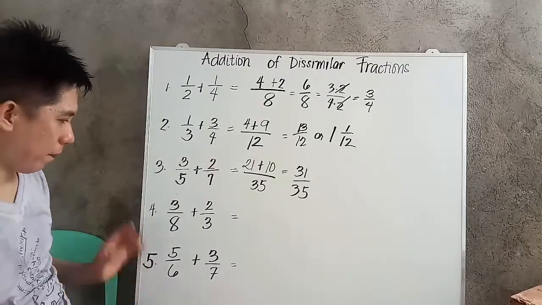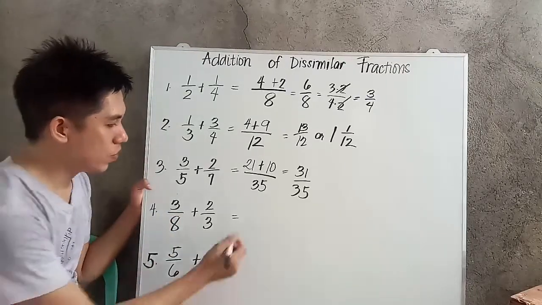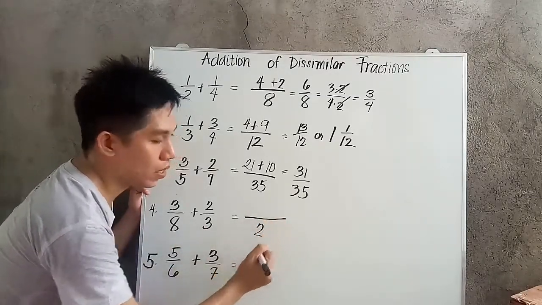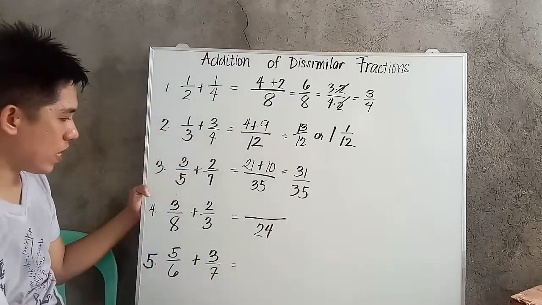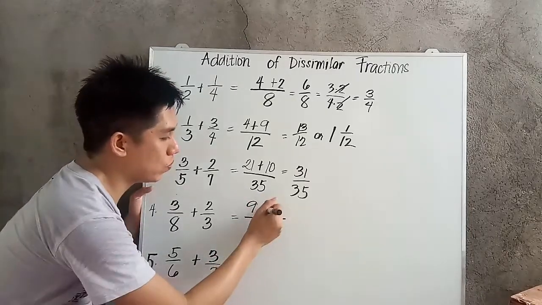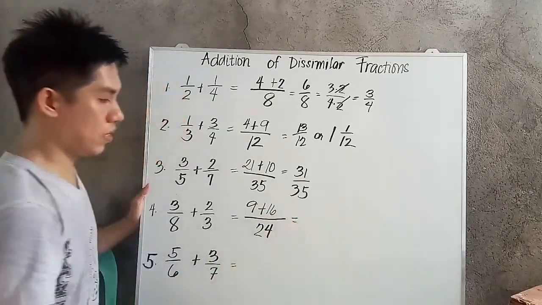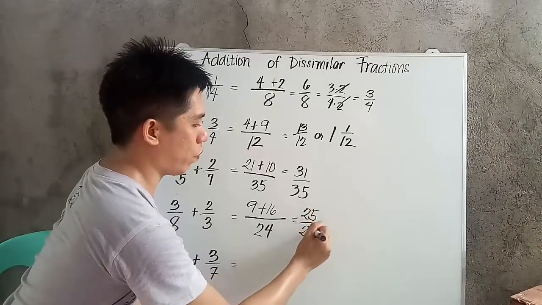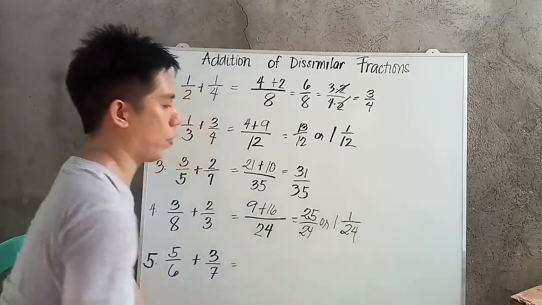Next, for number 4, 3 over 8 plus 2/3. First we multiply the denominators, 8 times 3, that is equal to 24. Then 3 times 3 is equal to 9, and 8 times 2 is equal to 16. So the result is 25 over 24, or 1 and 1 over 24.